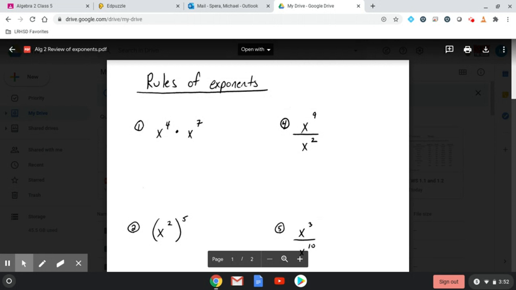All right, in this first case here, we're multiplying like bases. So x times x. When you're multiplying like bases, you add the exponents. So number one, 4 plus 7 is 11. So this is x to the 11th power. All right.